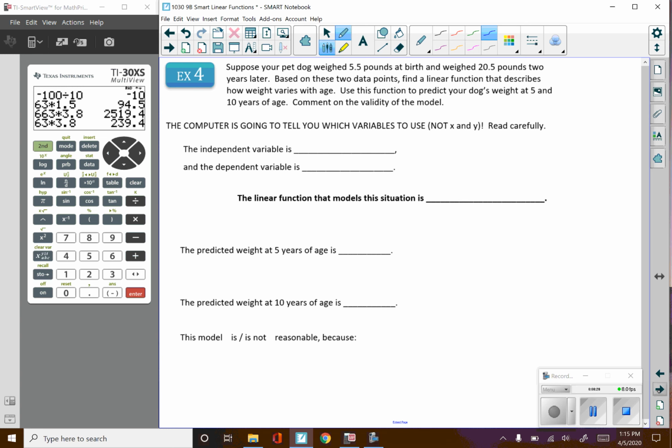Okay, example 4. Now from here on out, the computer, when you're doing your homework, will be asking you to write equations to model these different situations. So what we're going to have to do, first of all, is we're probably not going to be using x and y. In most cases, the computer is going to tell you which variables to use. I think on almost all of them, the independent variable is time t, but I think there might have been one on the homework where the independent variable was an n for number of tickets sold. So just pay attention to the computer. It will tell you what it wants you to do.